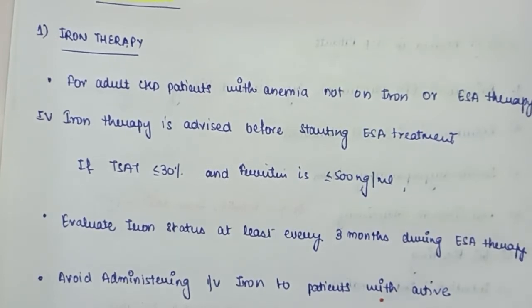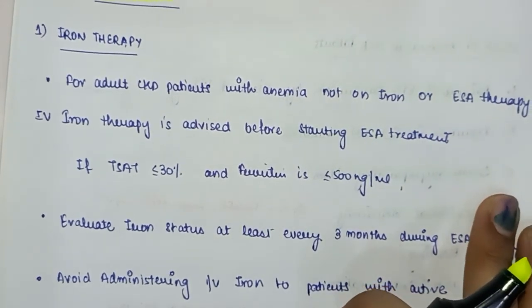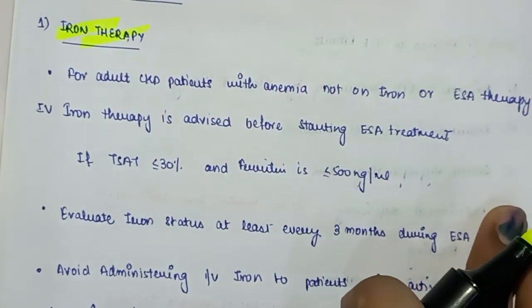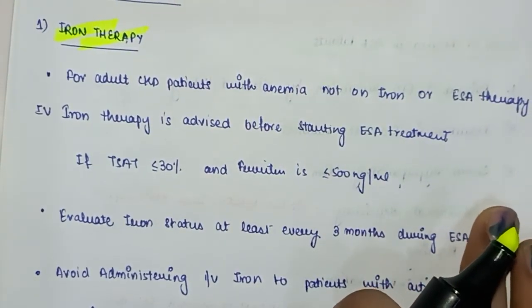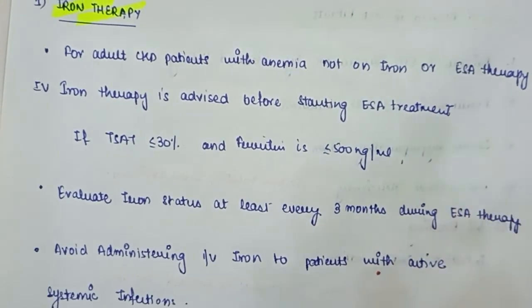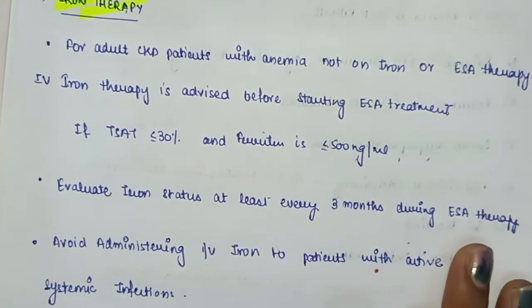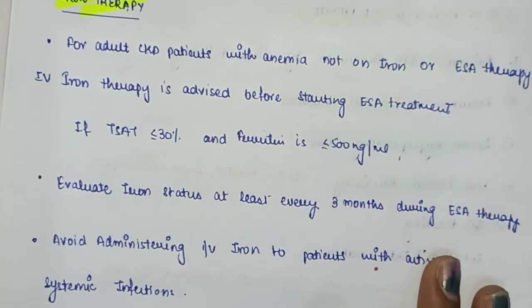Otherwise their effect will not be full-fledged if we start the erythropoietin stimulating agent directly. So iron therapy is very important in patients of CKD. For adult CKD patients with anemia who are not on iron or ESA therapy, IV iron therapy is advised before starting ESA treatment. So before starting erythropoietin agents, we should correct the iron deficiency.